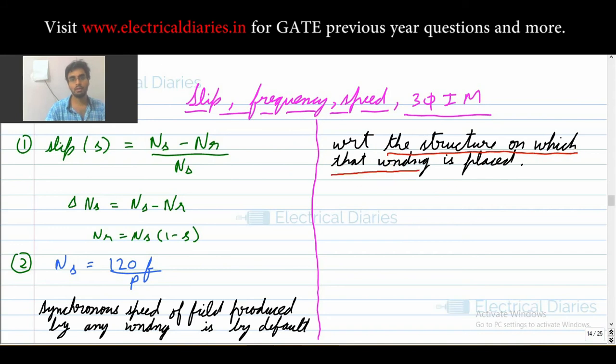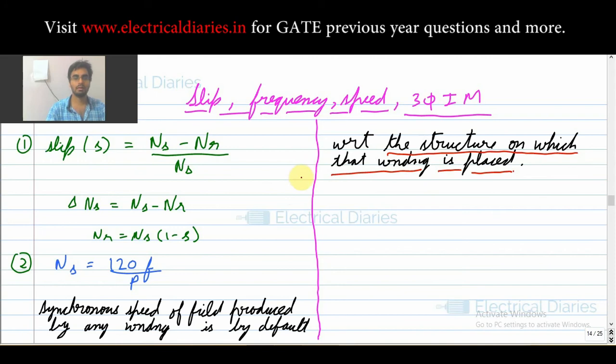This is very important in the case of the induction motor, because there will be many questions in which the relative speed concept comes, so you must know the reference. By default, what is the reference? If I put the rotor current frequency fr here, 120fr/p, then what do I get? What is this nr? It is the speed of the field produced by the rotor with respect to the rotor, or you can say the speed of the rotor with respect to the rotor. This is what I want to convey by this statement.